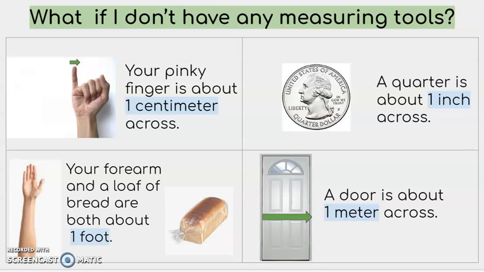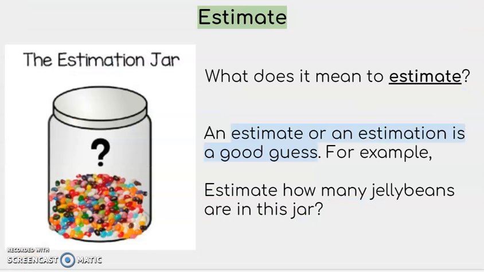Your forearm, so from your elbow to the tip of your finger, for 7 and 8-year-olds, is about 1 foot long. So is a loaf of bread. And the length across a door is about 1 meter. So if I'm using my pinky or a quarter to measure, that is a good tool, but I won't have an exact measurement. What I'll have is an estimate.